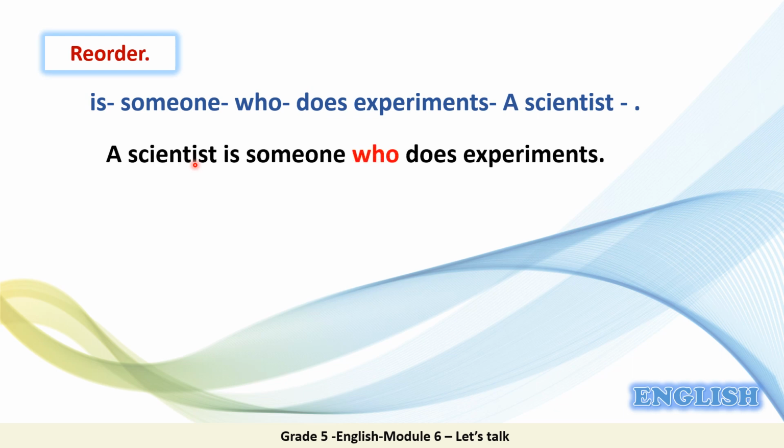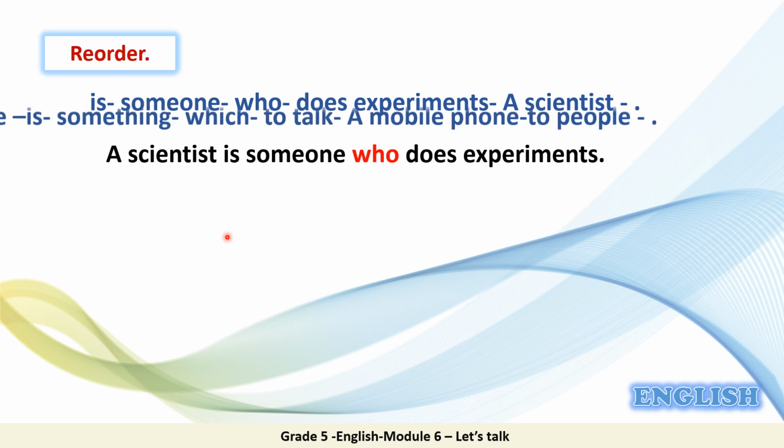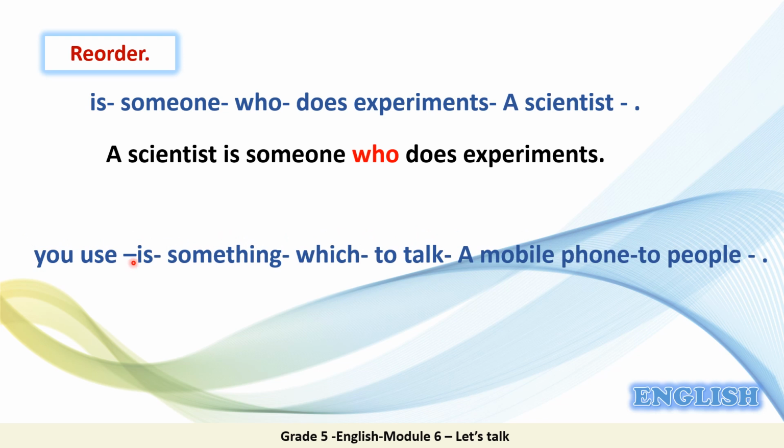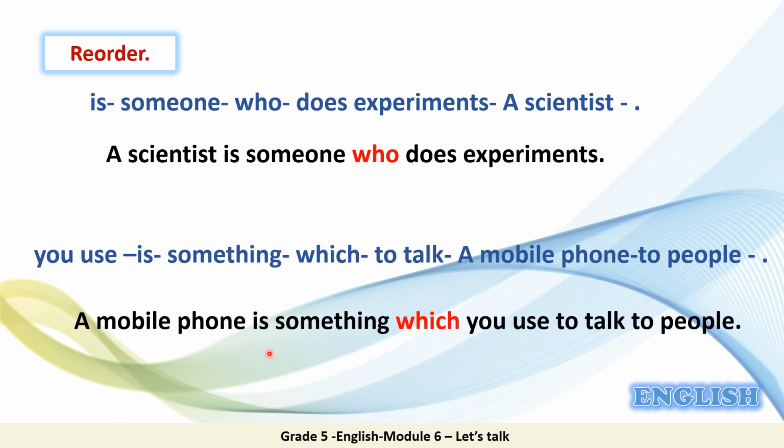We're back. A scientist is someone who does experiments. Good job. Another example: a mobile phone is something which you use to talk to people. Take your time. We're back. Good job. A mobile phone is something which you use to talk to people.